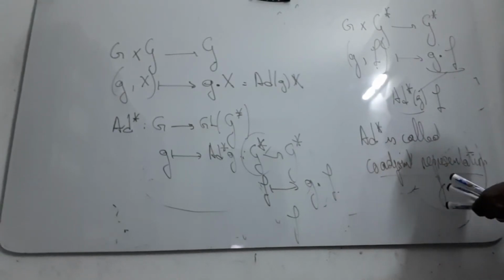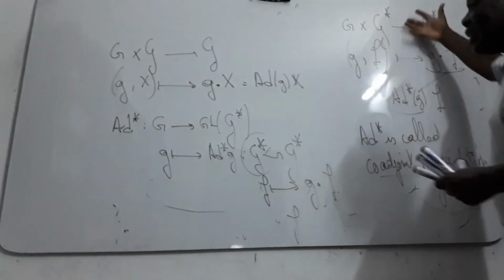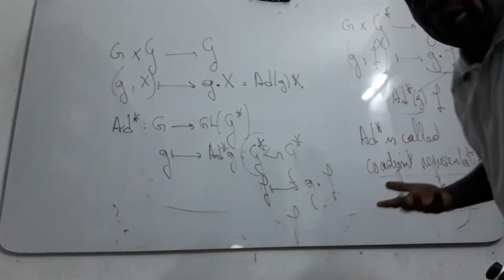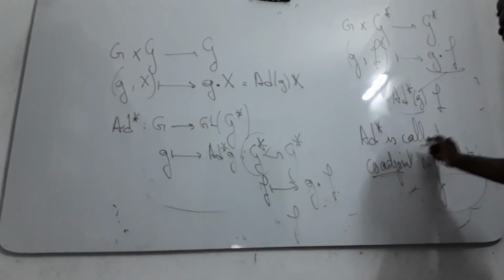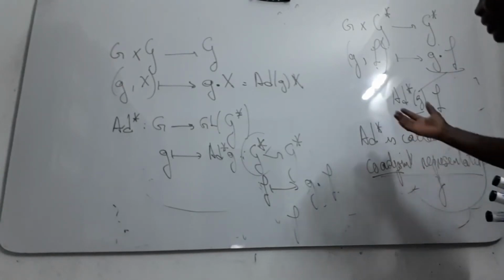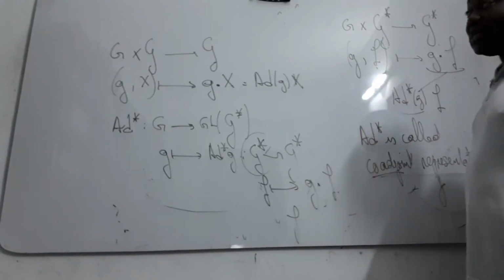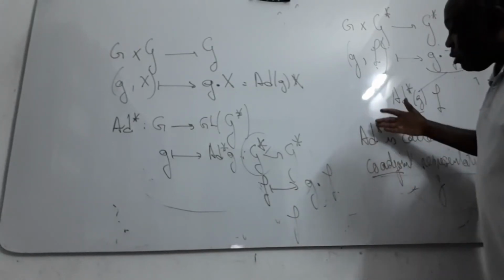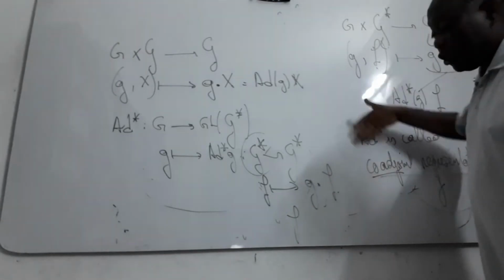The co-adjoint representation is just the action of G on the space of linear forms of this vector space. We call it the co-adjoint representation. It is defined by the dual of this kind of representation, or we can also call it the contragradient representation of the adjoint representation.